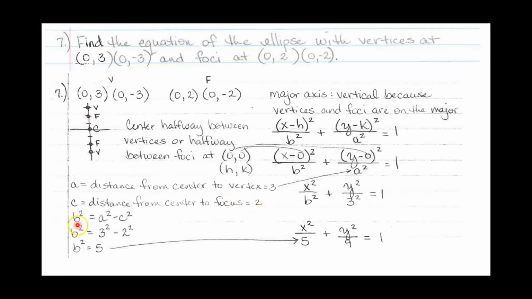And so again, I can find B if I know A and C. So I can just say that b squared is going to be a squared minus c squared, or 9 minus 4. So b squared is going to be 5. So let's go ahead and replace b squared with what it's equal to, 5, and that's our equation.